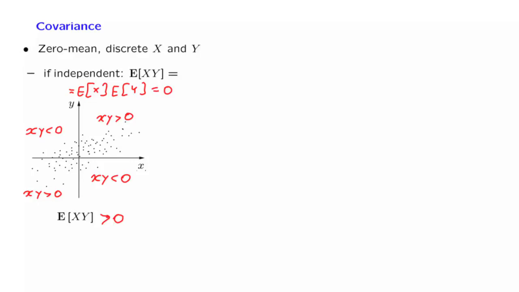On the other hand, if the diagram takes this form, then most of the time the pair xy lies in this quadrant or in that quadrant where the product of x times y is negative, so the random variables x and y typically have opposite signs, and on the average the expected value of x times y is going to be negative. So here we have a positive expectation, here we have a negative expectation of x times y. This quantity, the expected value of x times y, tells us whether x and y tend to move in the same or in opposite directions.